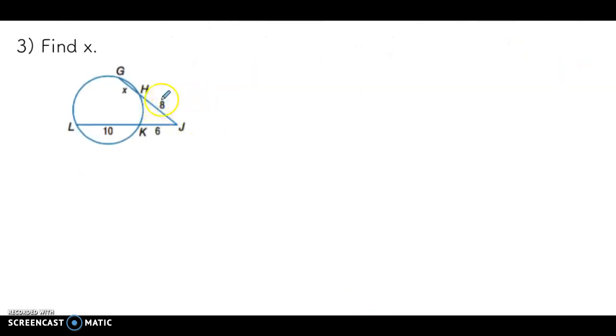So using this problem here, I want you to find the value of x. Pause the video and try to do this on your own for a second.